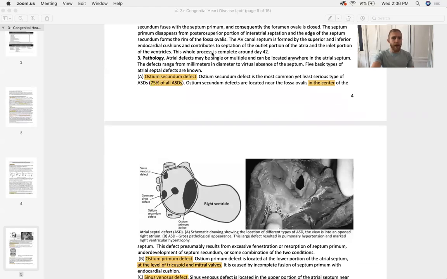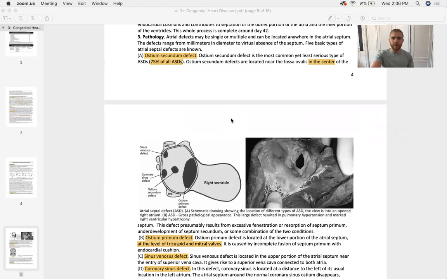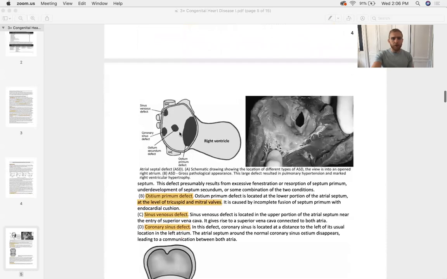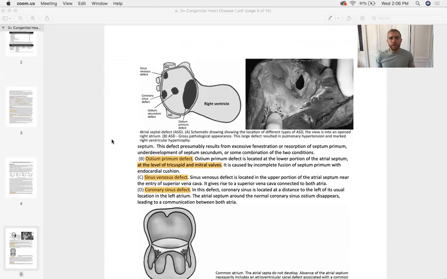It's going to be 3 out of every 4 atrial septal defects, and it's really located in the center of the septum. This image on page 5 gives you a good view of the ostium secundum and the ostium primum, and really those are the only two that you need to be able to differentiate. Because the sinus venosus defect, if you know what the sinus venosus is, you know that it's going to be a hole where you see the SVC and IVC popping into the right atrium.